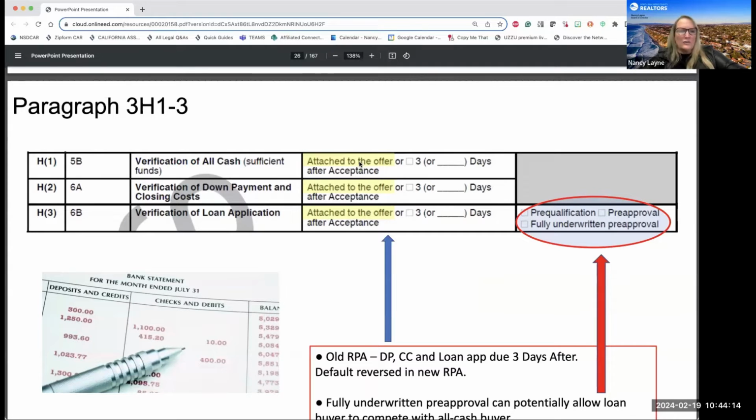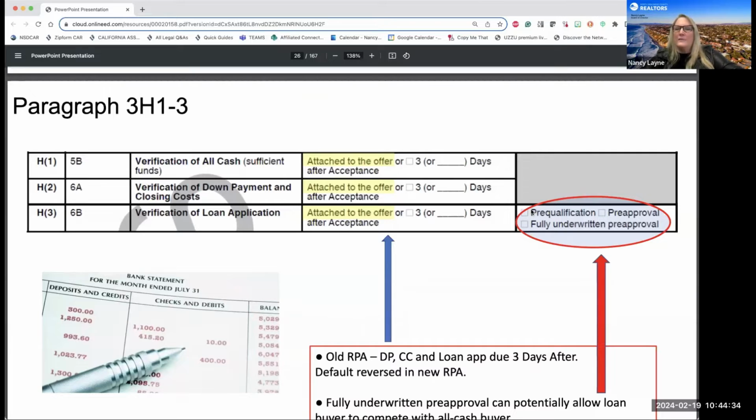And again, this will connect with this section, which is the verification. If you've got an all cash offer, verification of down payment and closing costs. Again, those numbers that I mentioned above, the initial deposit, the increased deposit, and then at the very bottom, the amount that they're going to put down for their loan. So you want to make sure that all of those numbers are clarified.